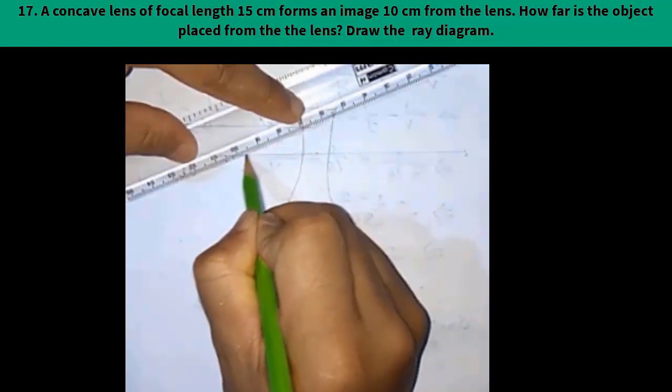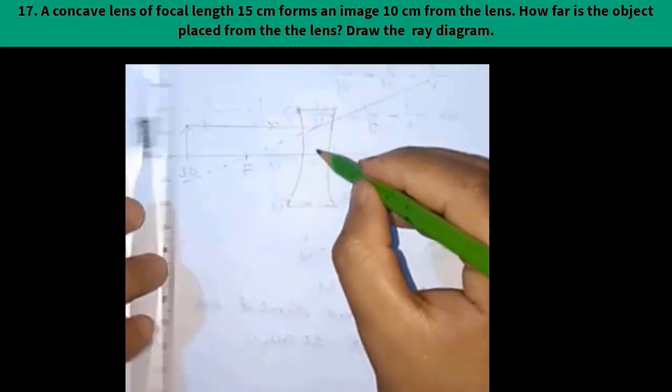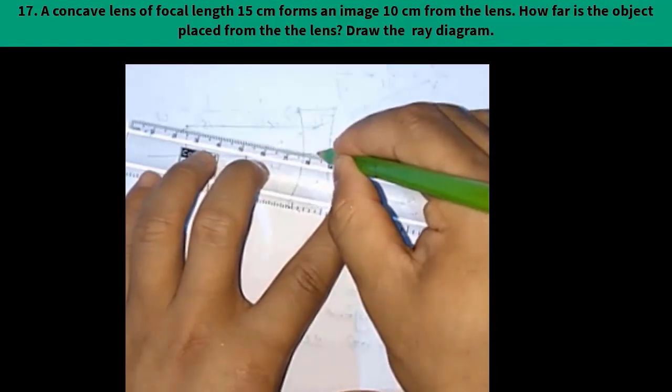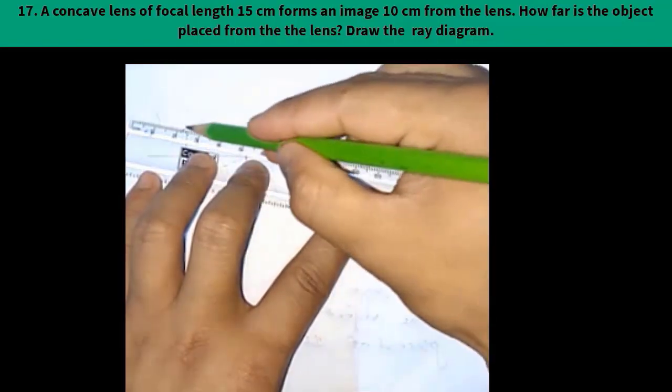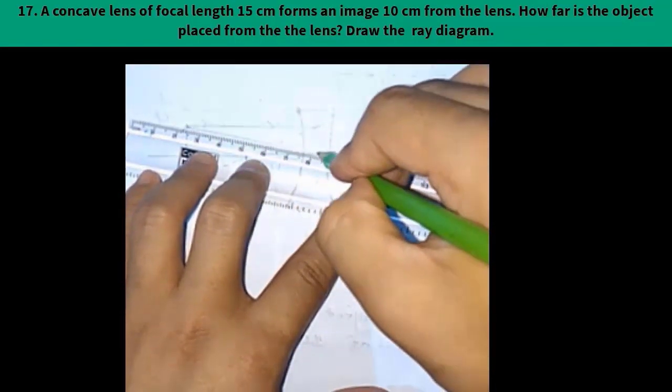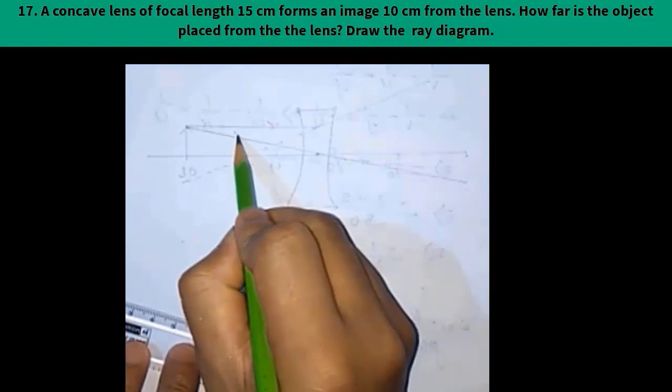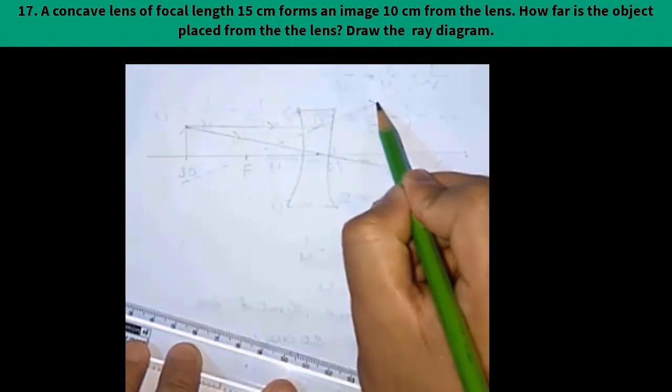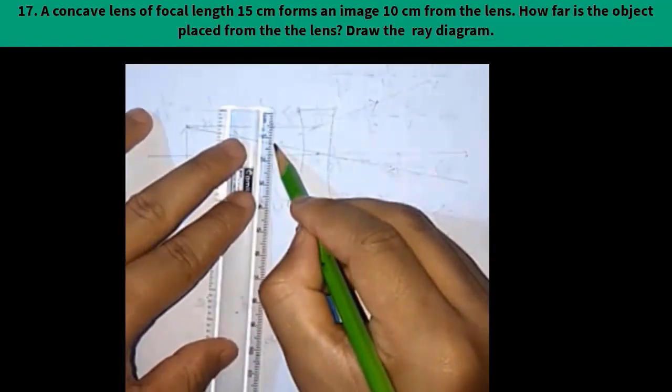Then we can draw. And then one more will go through the optical center, and it will not diverge again. So this is the image here.